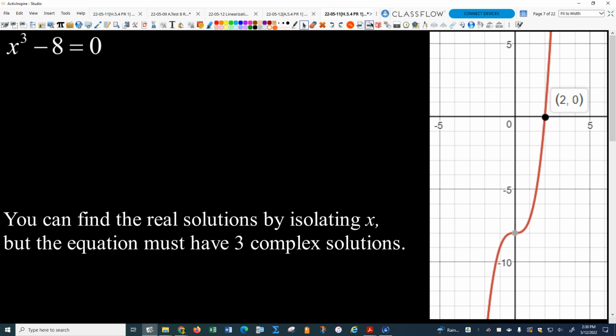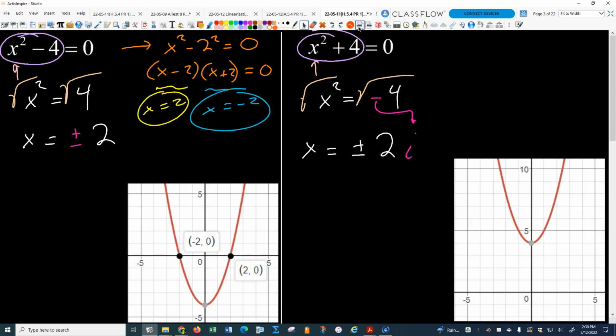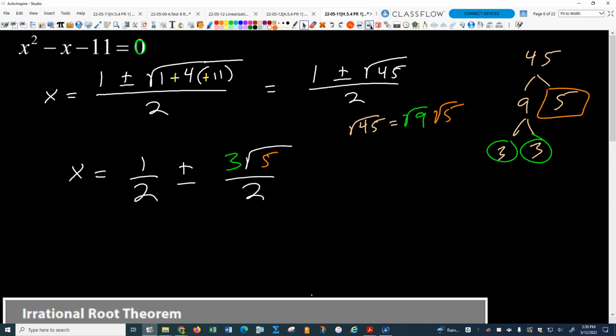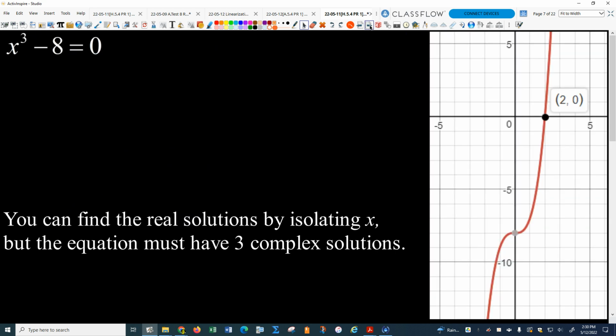Okay, I could just isolate the x, couldn't I? I could take the same approach that I took right there in this one. We just pushed the 4 to the other side and square rooted both sides and got both of my two solutions to my second degree polynomial. It worked great. I could try the same thing with this cubic. Let's add the 8 to the other side. Let's cube root both sides.